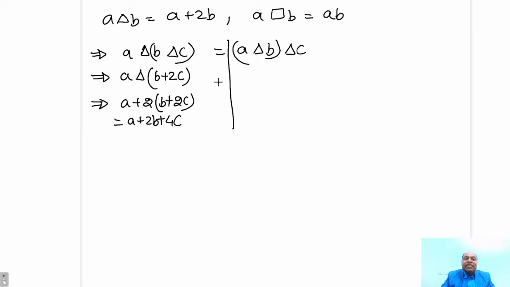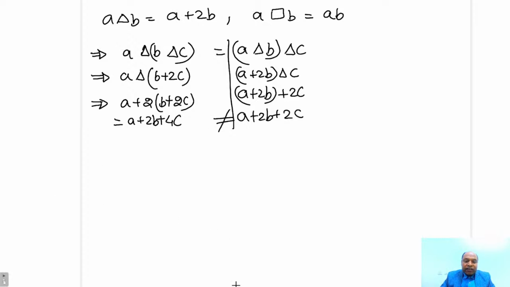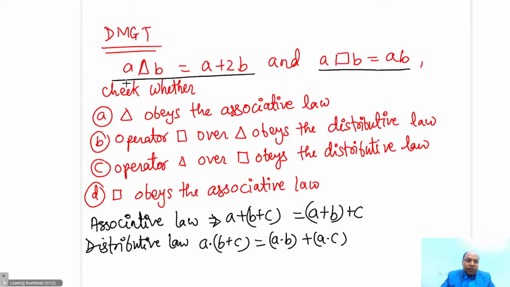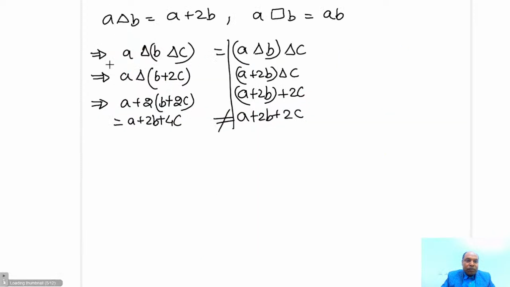Now taking the second part, what I'll get? (A plus 2B) triangular C. Now A plus 2B plus C I will get. That means A plus 2B plus 2C. This is our 2C. So now this is not equal. That means our first option is wrong. Now let's check the other operation.